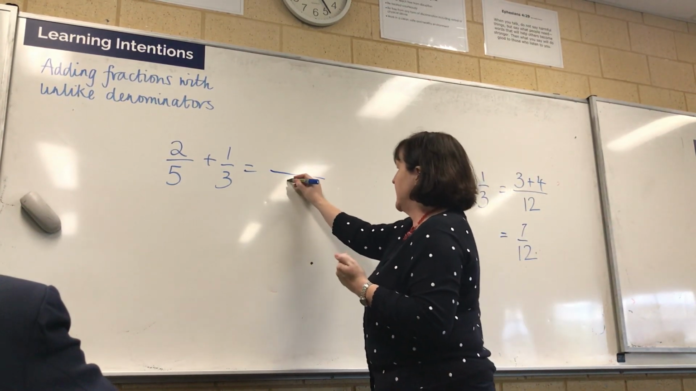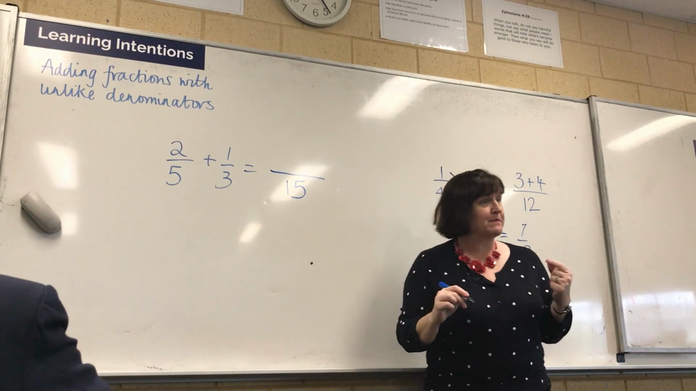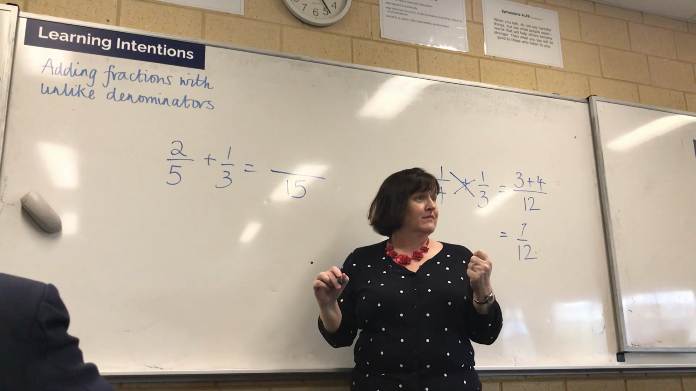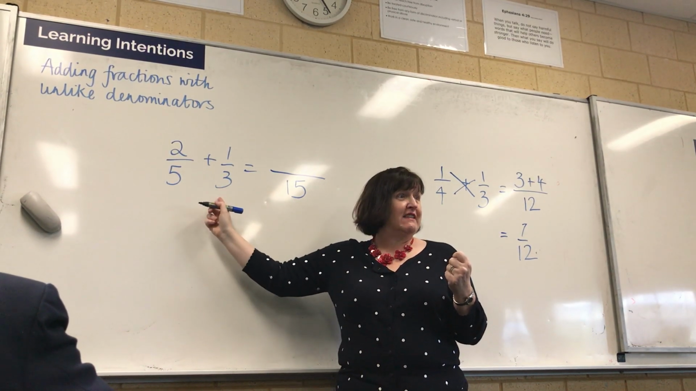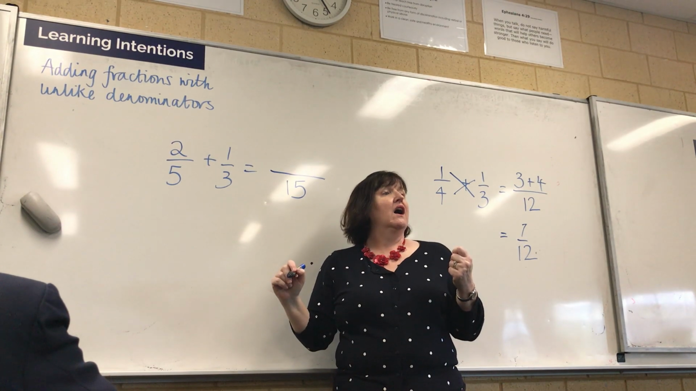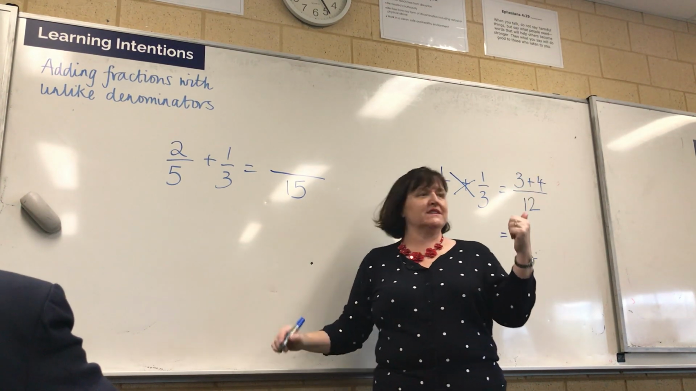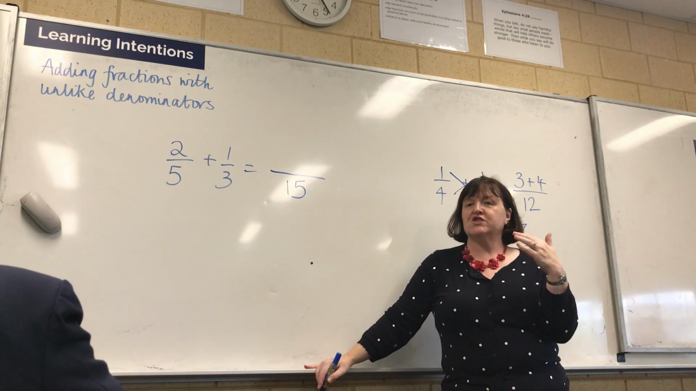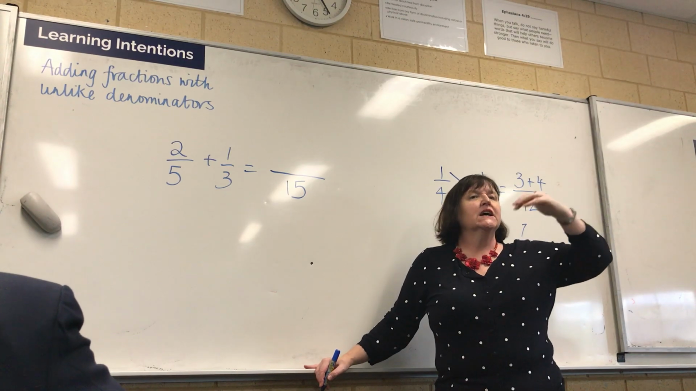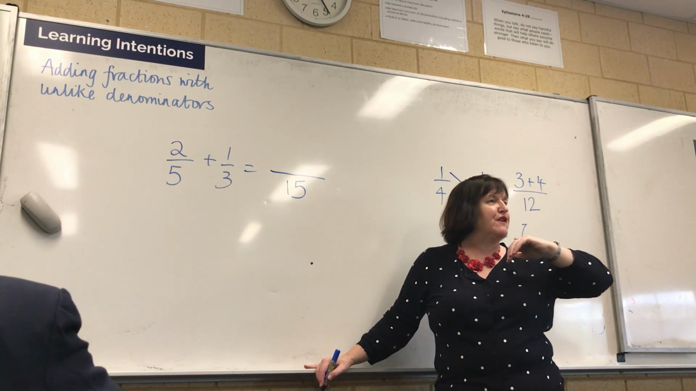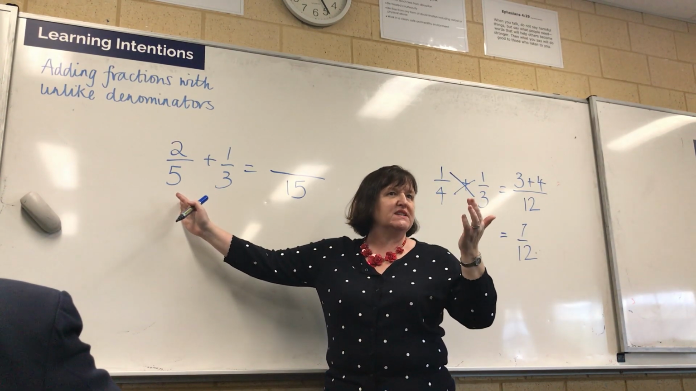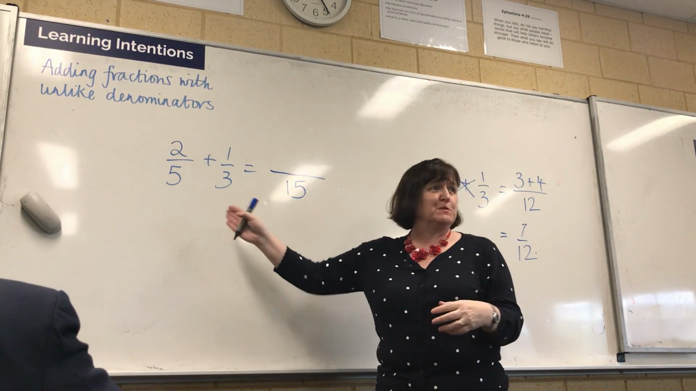15. Good boy, 15. And how did you find that? Well, I went up in threes, because I knew that 5 needed to end with 5. Oh, that's a good method. So what Jack said is that he went up in threes. He did 3, 6, 9, 12, 15. And that was the first one that ended in a 5 or a 0, because he knew that if it was in the 5 times table, it had to end in 5 or 0. But the easier way is just multiplying them together.